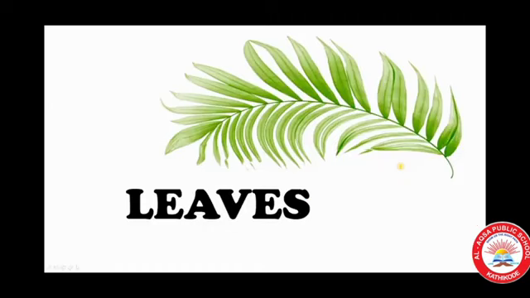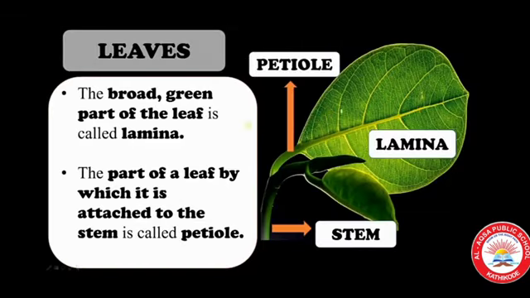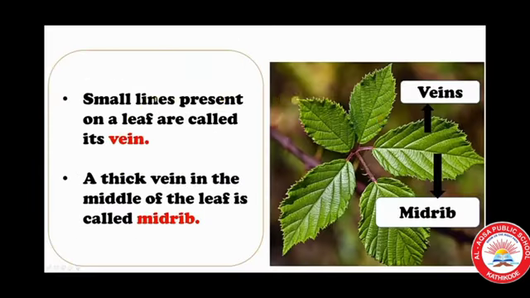Let us discuss the next part, leaves. The broad green part of the leaf is called lamina. Can you see that one? Okay, that is lamina. And the part of the leaf by which it is attached to the stem, this portion, okay, that is called petiole. So, lamina and petiole are very important.